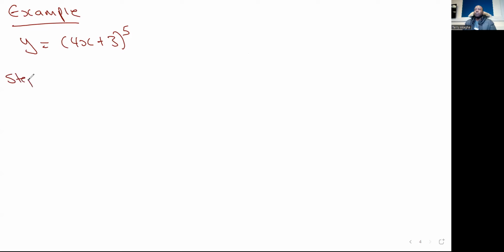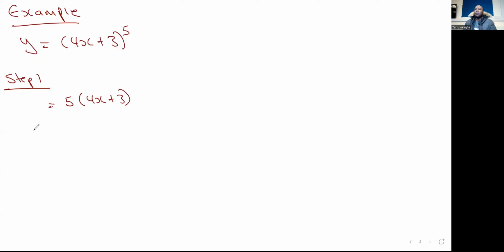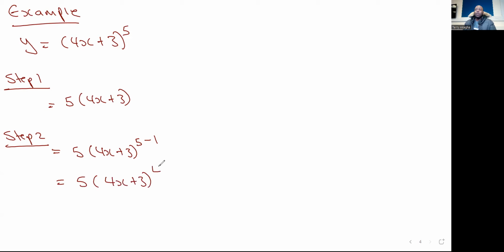Step 1, we need to bring the 5 down, right? So it's going to give you 5 (4x + 3). Step 2, we then have to subtract 1 from the power, right? So we now have 5 (4x + 3), then we subtract 1, 5 minus 1, and that will give us 5 into bracket (4x + 3), all raised to the power what? 4.